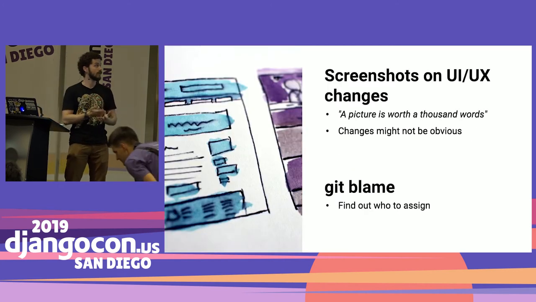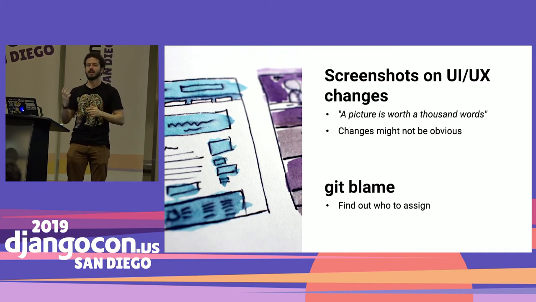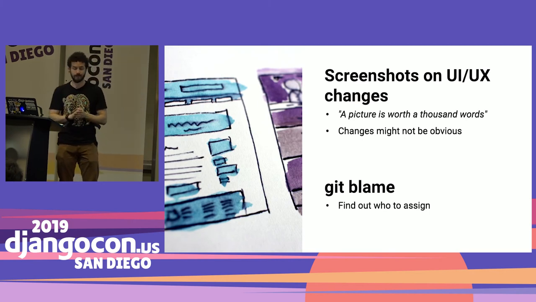Another tip is to always include screenshots on UI or UX changes. The cliche says it, a picture is worth 1,000 words. And also, some changes are very small. Some changes, you're in the context, you can see them very easily, but someone who's reviewing doesn't know, so they might not be obvious.